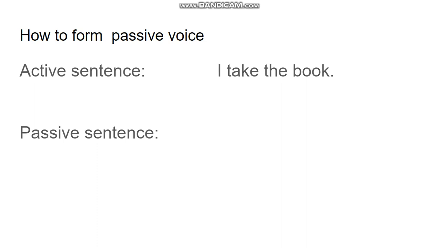So for most passive sentences, what we need to do is first we need to find the direct object of our active sentence, which is the book in this case, het leidend voorwerp, and that becomes the subject of the passive sentence. Then we need to find the verbs of our active sentence, and I always suggest you try to find all the verbs that are in your sentence. In I take the book, you only have one verb, so that's easy. Take, try to pinpoint the tense being used here, which is present simple. Take is a present simple.